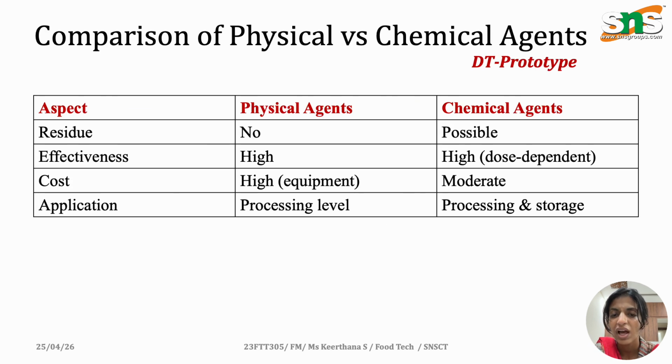So now we'll have a comparison. Physical agents: no residue, requires equipment, used during processing. Whereas chemical agents may leave residues, are cost effective, and are used in processing and storage. So industries often use a combination of both.